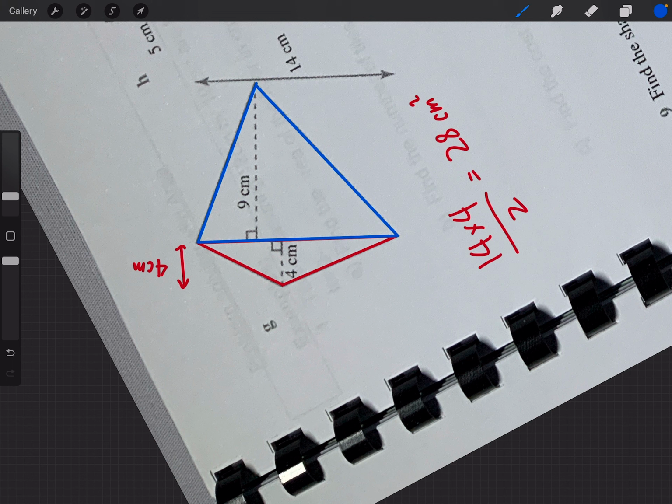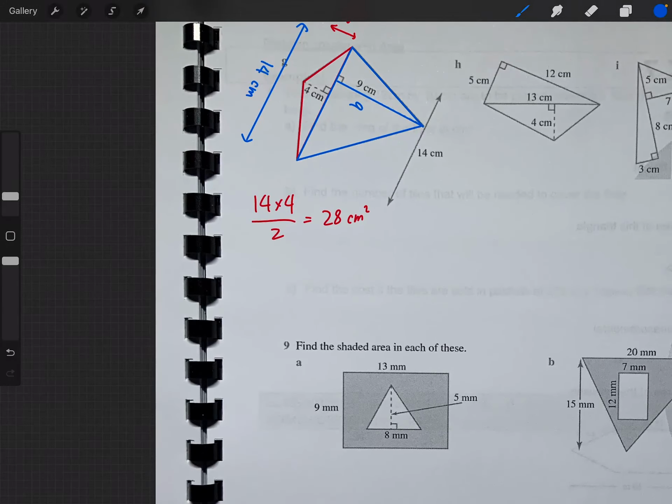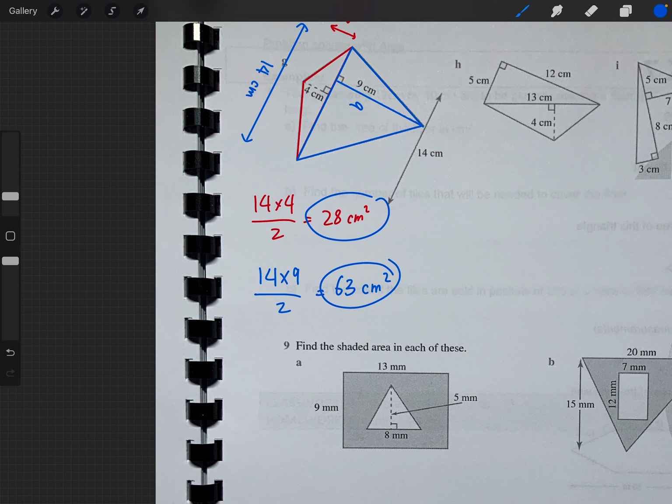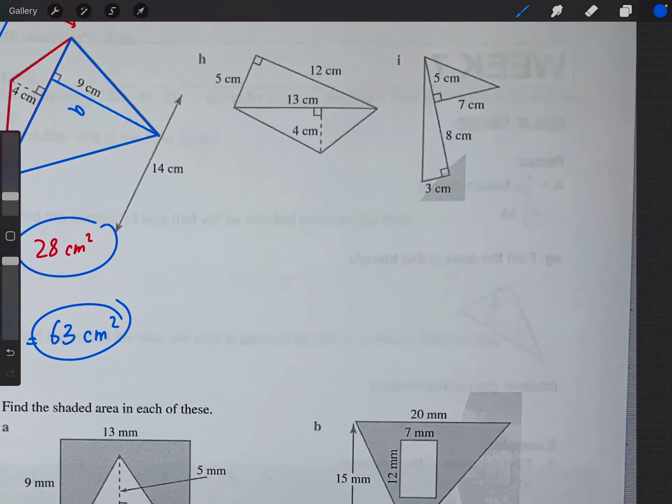Alright, to find the area of this triangle, what's the length from here to here? Well, the base of the triangle is 14 centimeters. Now the height is the perpendicular height there, which is 9. So therefore, the area of the blue triangle is 14 times 9 divided by 2, and that gives me 63 centimeters squared. And what do we do to these two numbers? We add them up to get a total. And you're going to do the same thing for this question here.